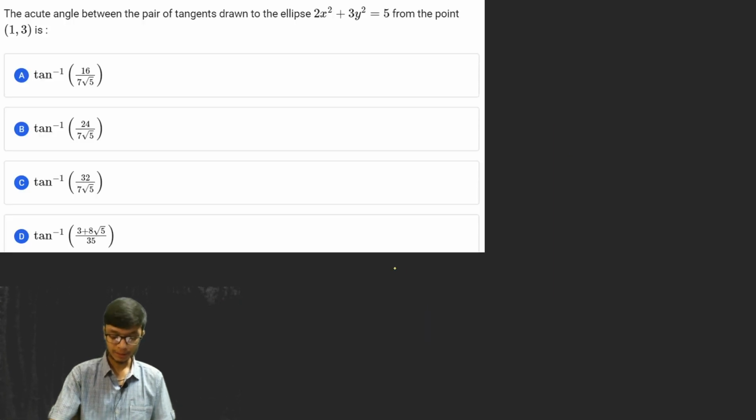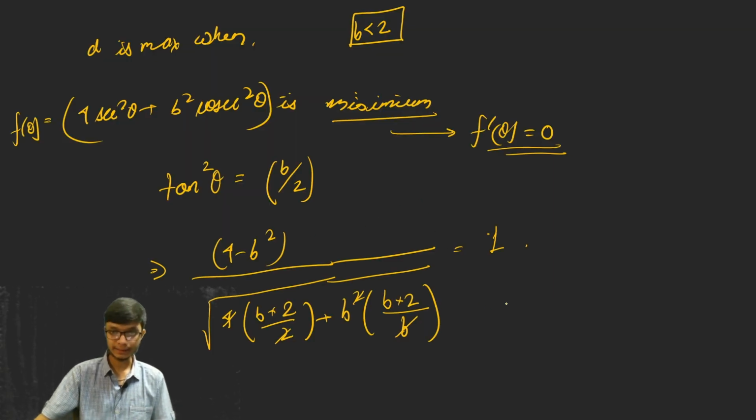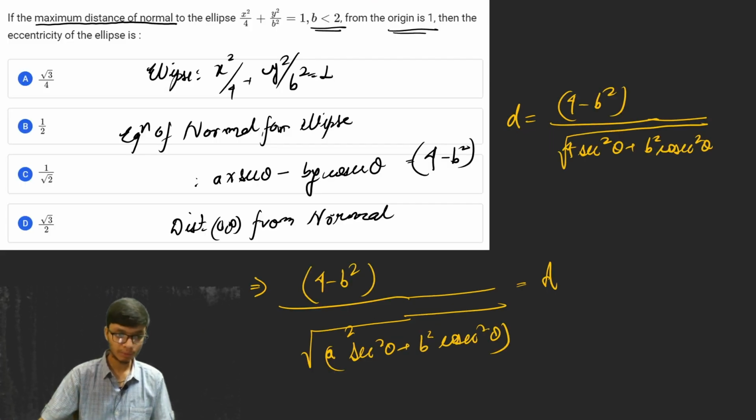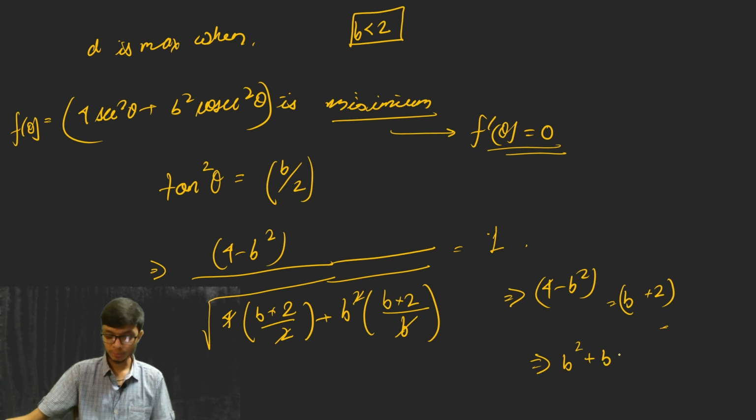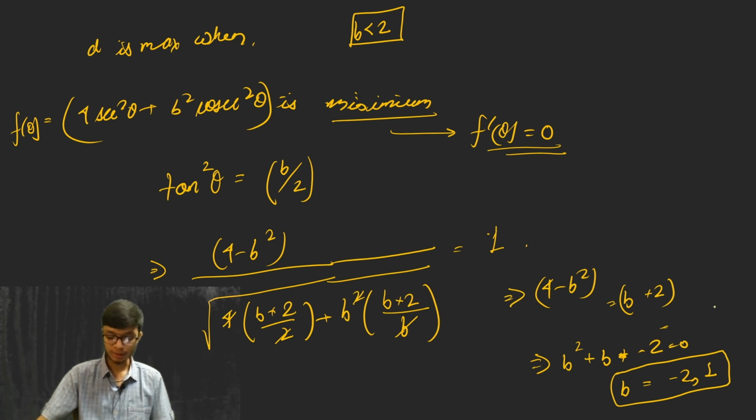And from here you will get the relation that 4 minus b square is equal to, because it is said in the problem that the maximum distance is equal to 1. So I put the maximum distance equal to 1, and now I have to solve for the value of b. From here I get b plus 2, and this is a quadratic equation in b, which gives b square plus b minus 2 equal to 0. So from here I get two values of b: minus 2 and 1.